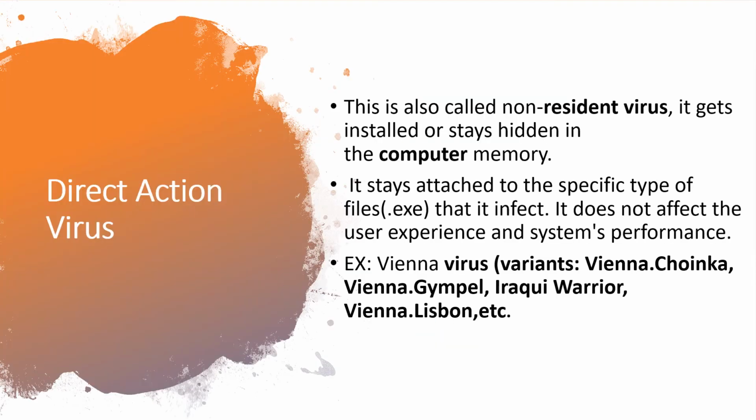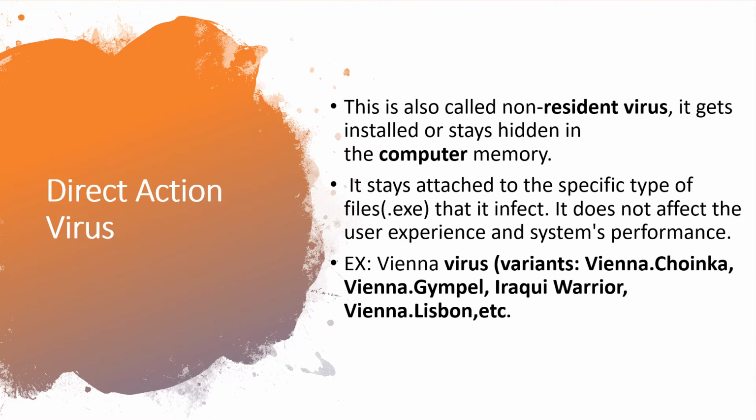So next one is direct action virus. It is also known as non-resident virus. This virus targets specific file types, most commonly executable files, by replacing and infecting files. Due to its targeted nature, this virus type is one of the easier ones to detect and remove. One example of direct action virus is the Vienna virus.